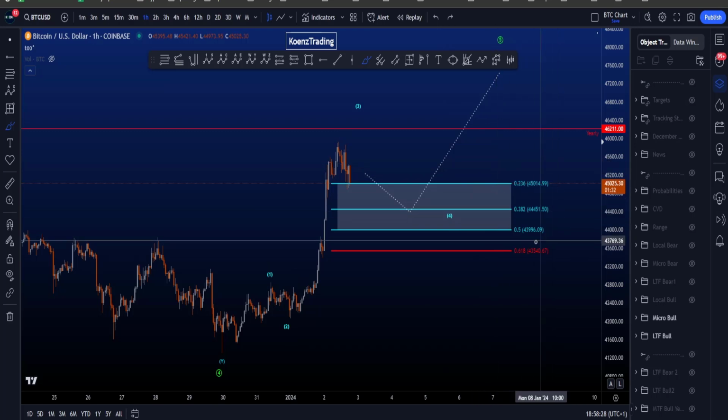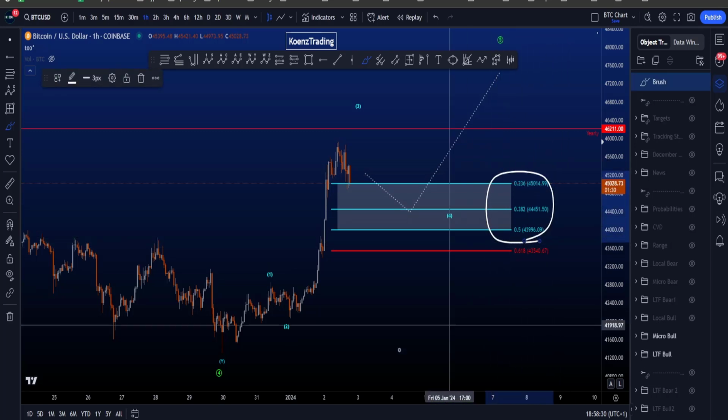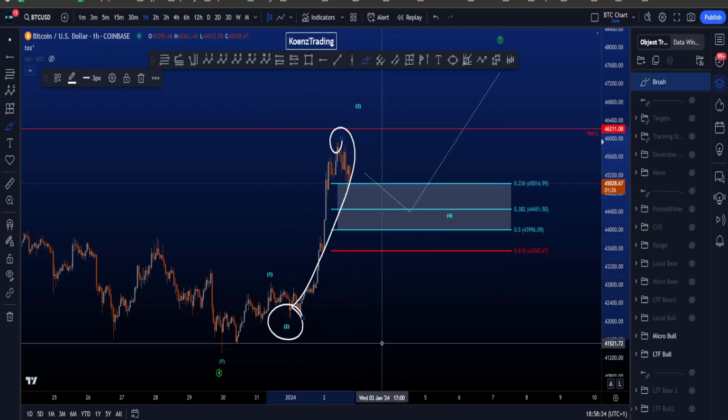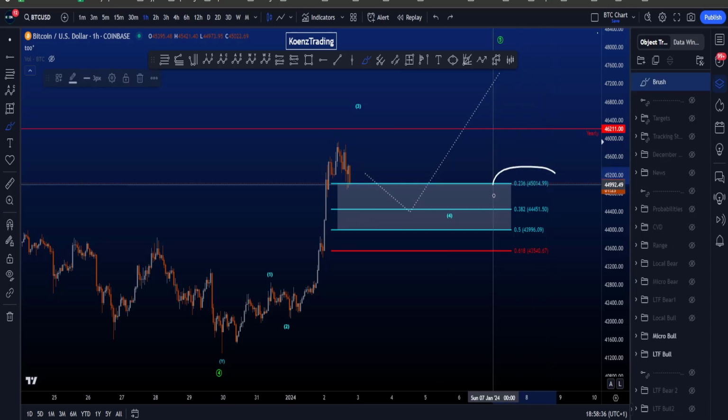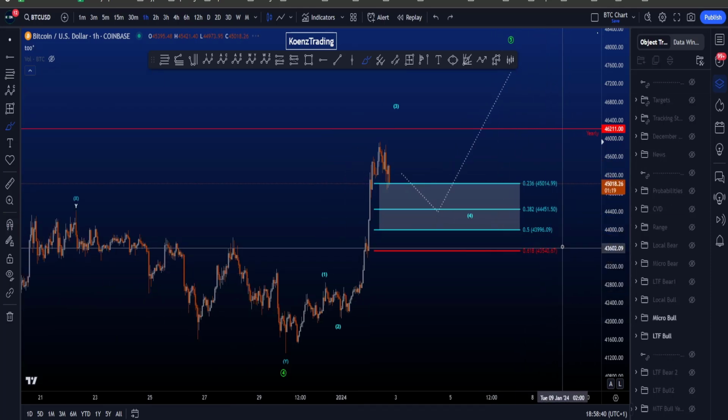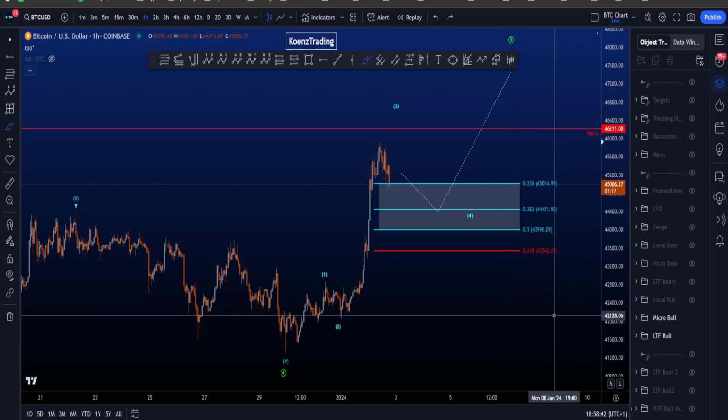Most common target for wave 4 is between the 0.236 and the 0.5 Fibonacci, taken from the low of 2 to the high that we have at the moment, giving us a target area between 45k and 44k, with the invalidation being the 0.618 at 43.5k.